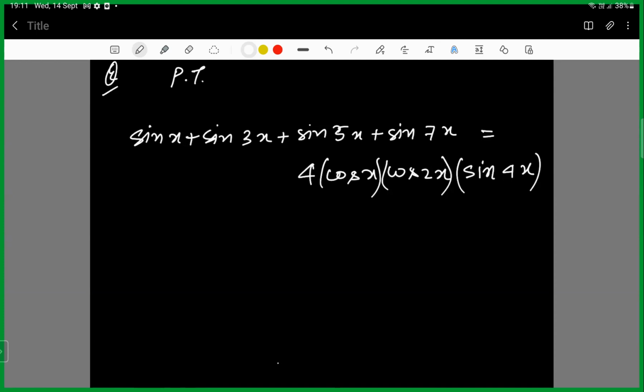Sham, how will you proceed? Just write down the formula for sin A plus sin B. I've already given you. This is sin A plus sin B. Just together. Then we do one problem.